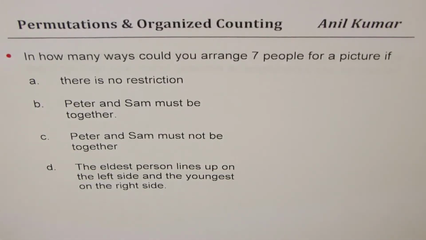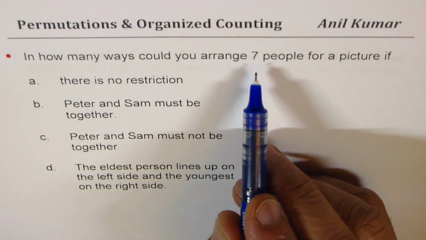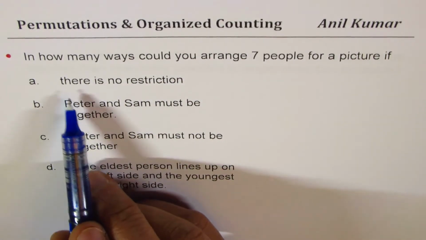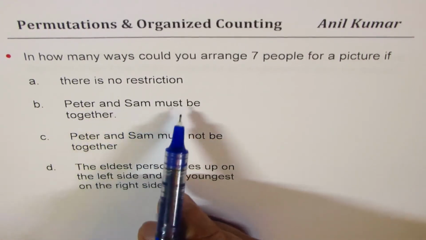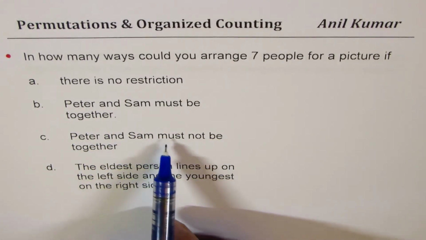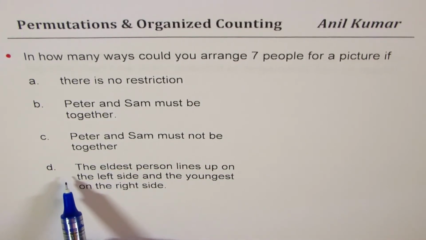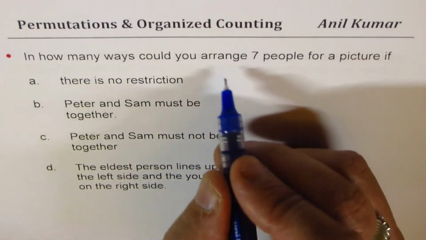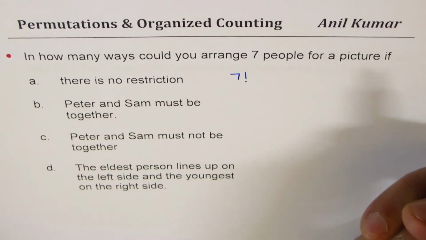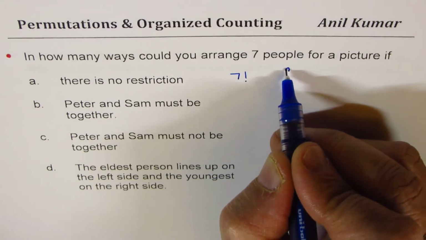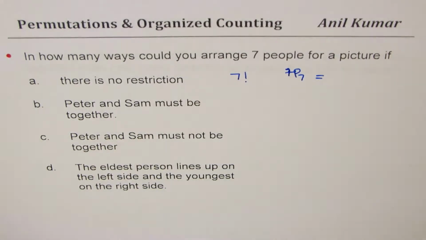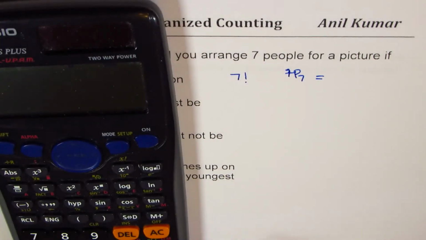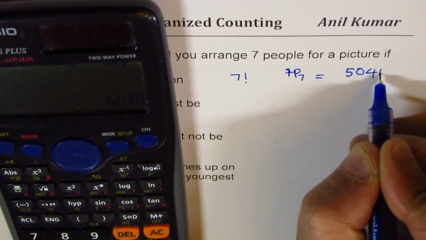The next question is, in how many ways could you arrange 7 people for a picture if there is no restriction? Peter and Sam must be together. Peter and Sam must not be together. And the last condition is, the eldest person lines up on the left side and the youngest on the right side. If there are no restrictions, there are 7 people, so it is 7 factorial. Perfect. So that is the answer, or you can write 7P7. So that becomes the answer for the first case, which is 7 factorial equals 5040 ways.